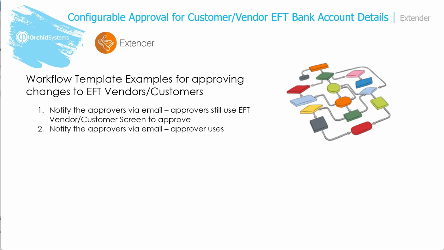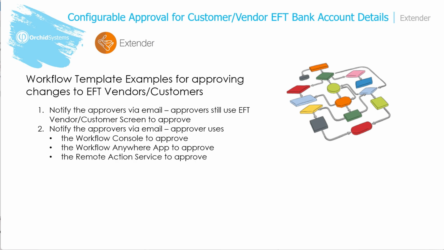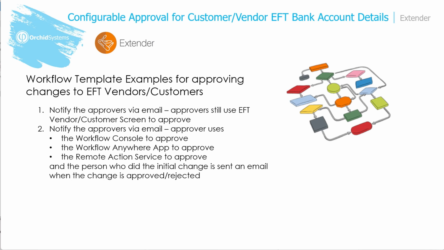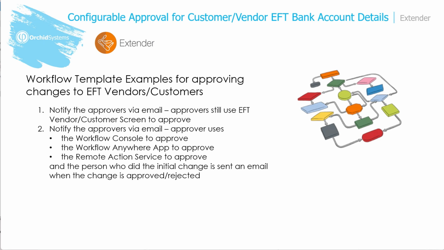In the second one, we're going to notify the approvers via email, and the approver can either use the Workflow console to approve or reject the record, or the Workflow Anywhere app to approve or reject the record, or can use the Remote Action Service to approve or reject the record without having to log into Sage 300. And in all these three cases, the person who did the initial change is sent an email when the change is approved or rejected.